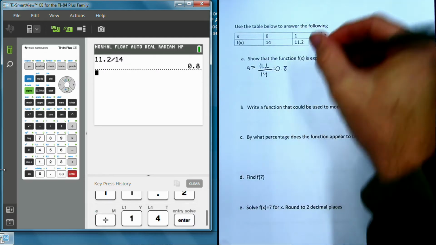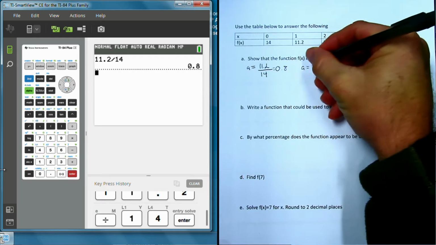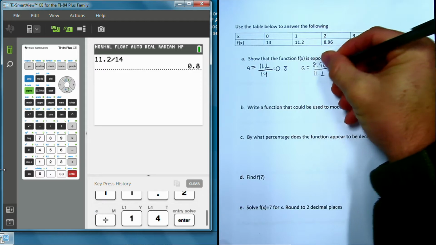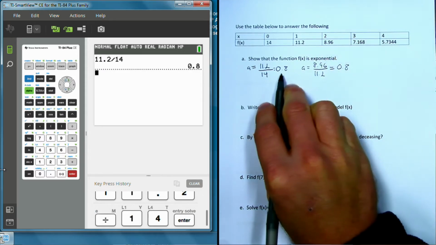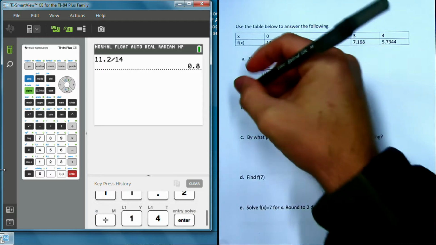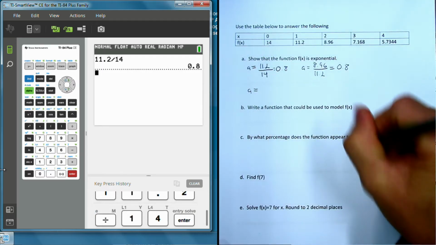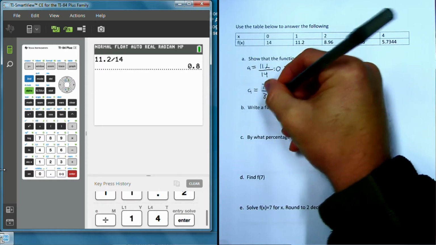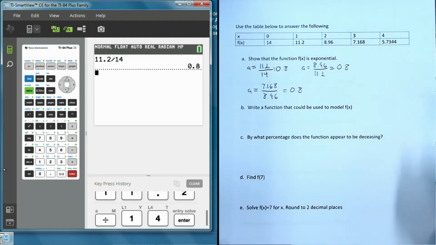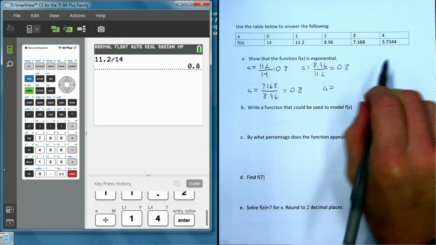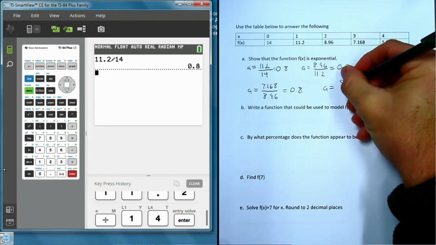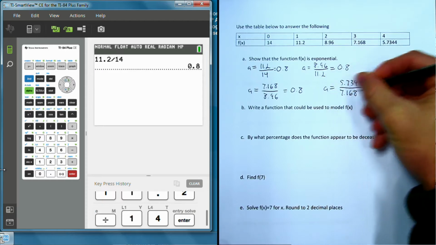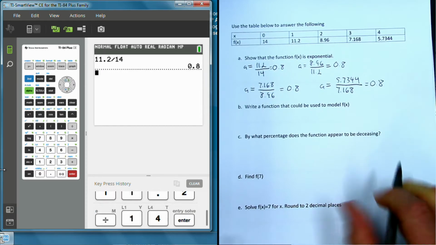And if we were to continue that with the next piece of data, 8.96, and divided it by 11.2, you'll again see you get 0.8. So those ratios are continuing. If we take the next set, 7.168, and divide it by 8.96, we'll get 0.8. And lastly, if we take 5.7344 and divide it by 7.168, again we'll get 0.8.